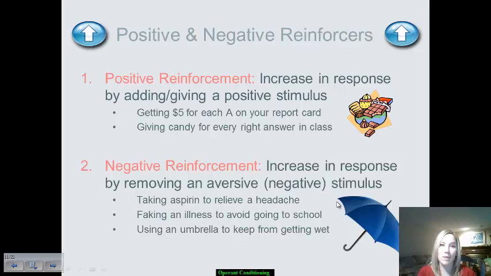Faking an illness to avoid going to school. If you know that it gives you an opportunity to be able to get out of school for a day and not have to come into AP Psych class, you might do it, okay? And you might continue to fake being sick as a result. Another example would be using an umbrella to get out of the rain, okay? We don't like feeling wet, and especially in weather like this, being cold along with it. So we use an umbrella to remove that aversive stimulus of being wet.